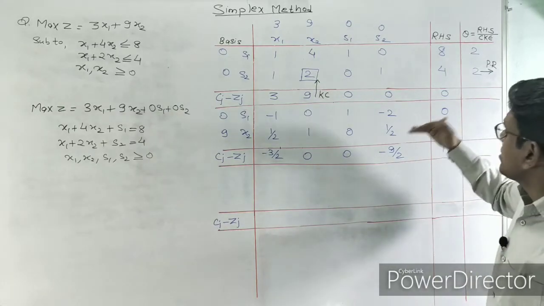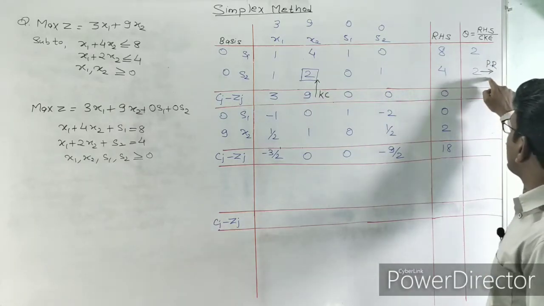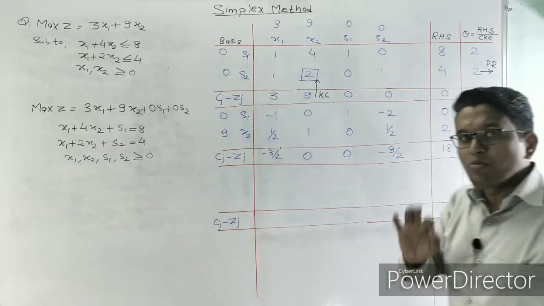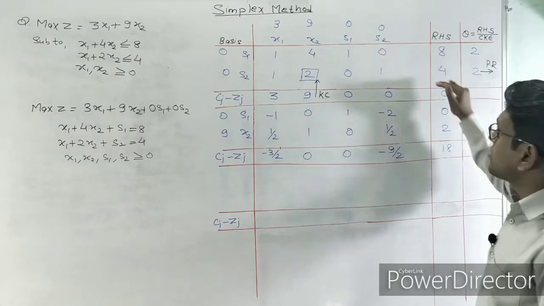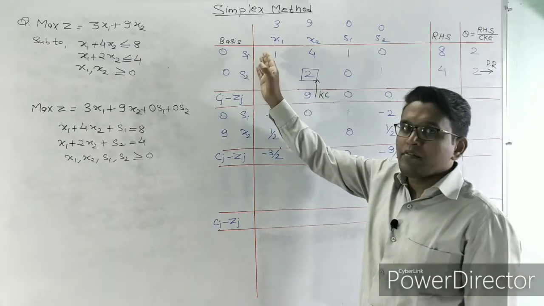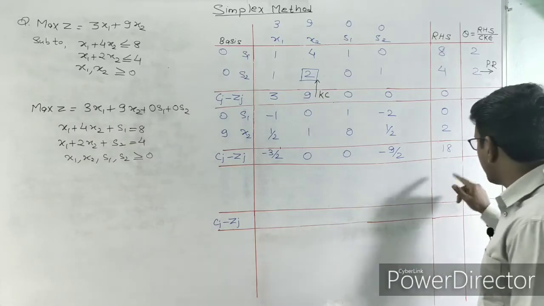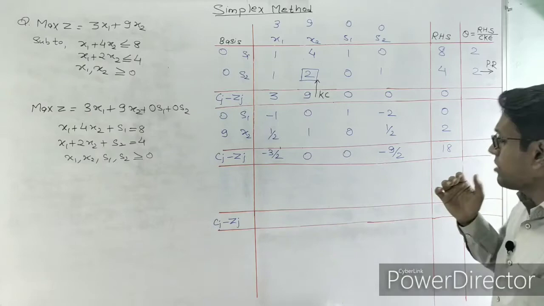So in selecting both the variables, we have seen that selecting variable s2 as the leaving variable initially is more fruitful or less laborious than selecting the variable s1 as our leaving variable. But the problem arises: how do we know or how do we select our leaving variable?